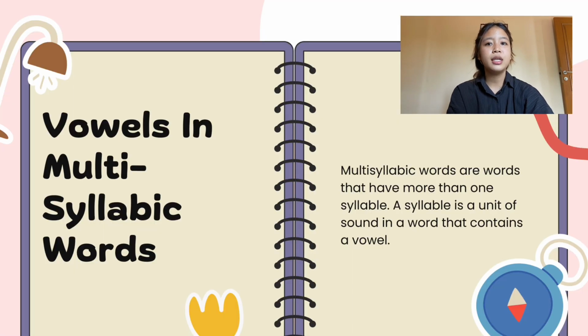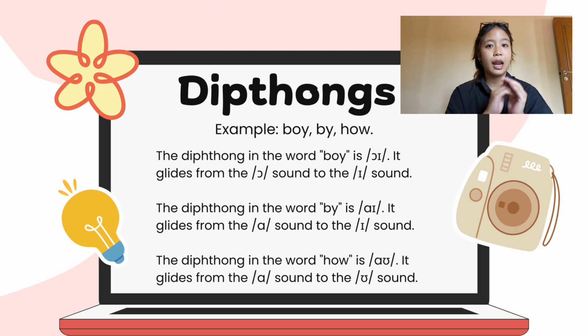Next, vowels in multisyllabic words. Multisyllabic words are words that have more than one syllable. A syllable is a unit of sound in a word that contains a vowel. The last one is diphthongs. While vowels are letters that produce a single sound, diphthongs make two vowel sounds in a single syllable. Examples are boy, by, and how.